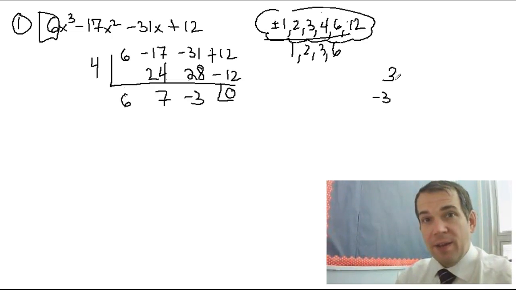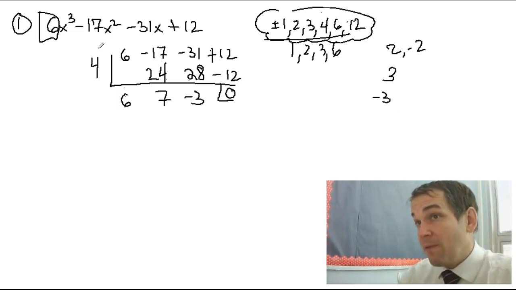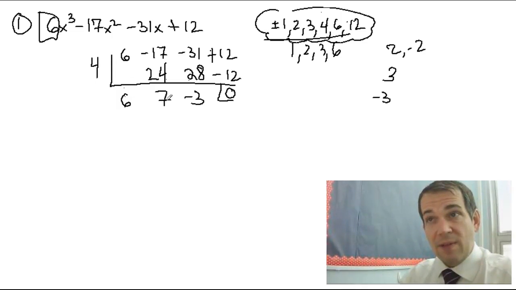So after trying 3 and it not working, and trying negative 3 and it not working, I tried 2, negative 2, 3, none of those worked. I finally stumbled upon 4. 4 did work. I had 6 times 4 is 24. These had to make 7. These multiply to make 28. These add to make negative 3. These multiply to make negative 12. So I've got my 0.